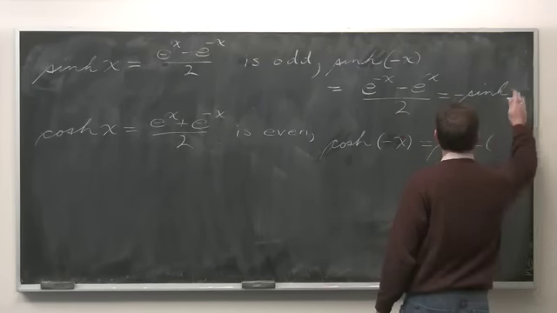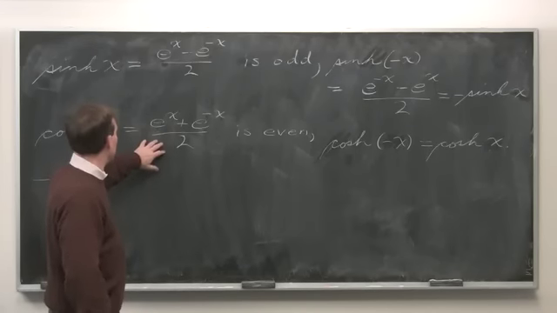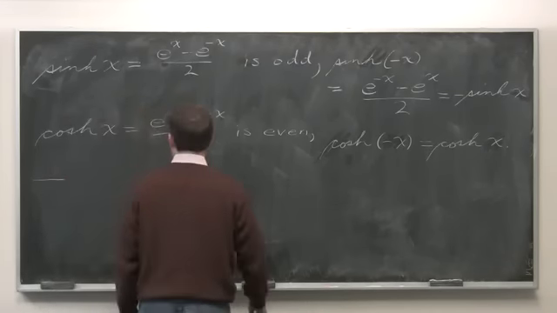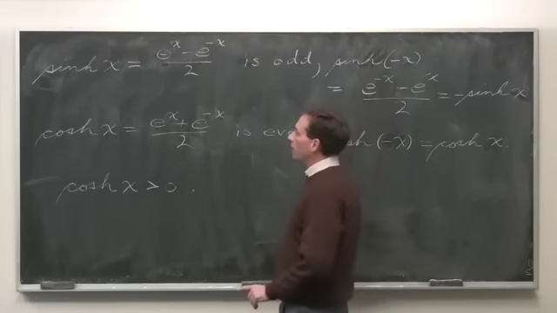Okay, great. What else can we see immediately? Well, e to the x is always positive. E to the negative x is always positive. E to anything, or any positive base raised to a power, is always positive. So hyperbolic cosine is always, for right now, I'm going to write that it's always greater than 0. But in fact, we're going to see in a minute that it has a minimum value of 1.